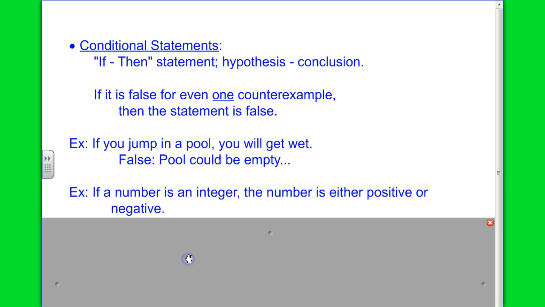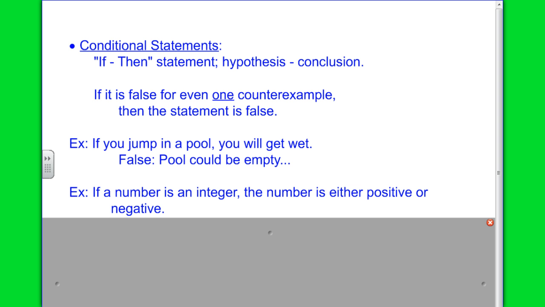Is this true or false? If a number is an integer, then the number is either positive or negative. Don't say, think about it. Jot it down. Any counterexamples out there? Or who thinks it's true? Anybody think it's true? Who has a counterexample? Ada. What if the number's 0? Aha. What if the number is 0?